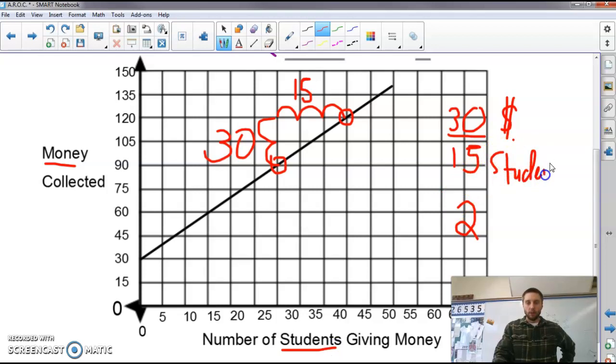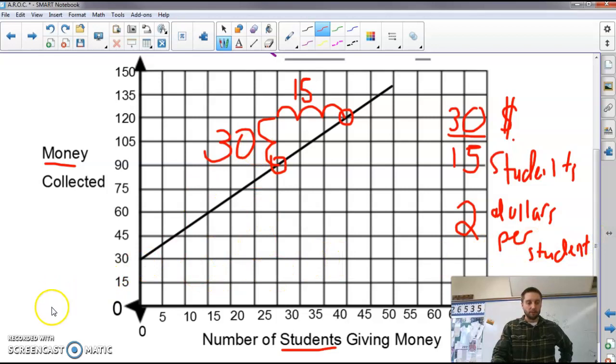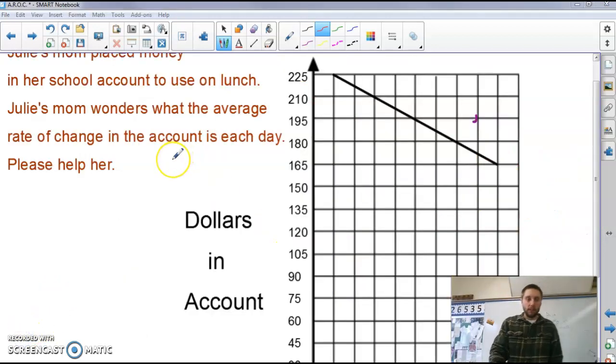Okay, so what would be my final units here? So I would say $2 per what? $2 per student. Okay, that is my final rate of change. Okay, $2 per student. So make sure you got that written down, and we can go to the next slide when we're ready.